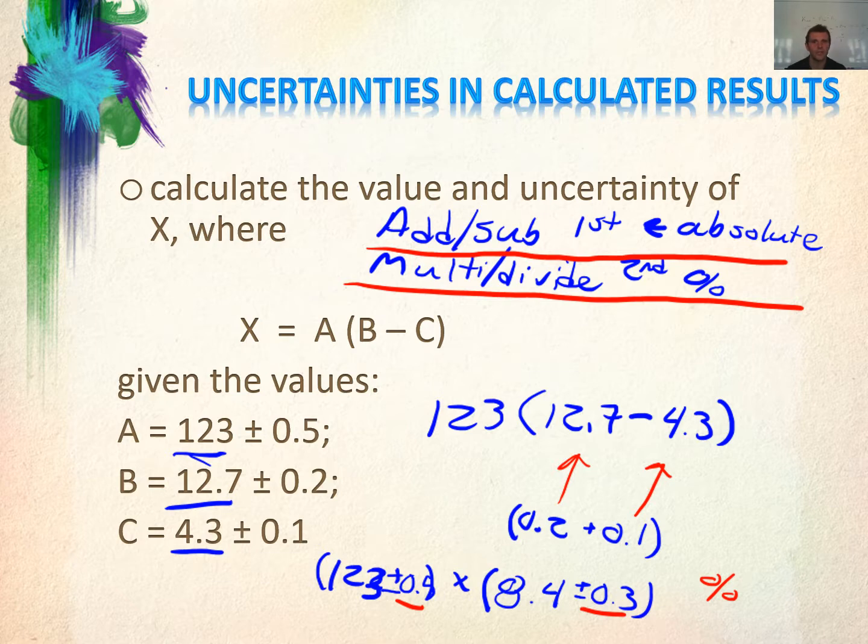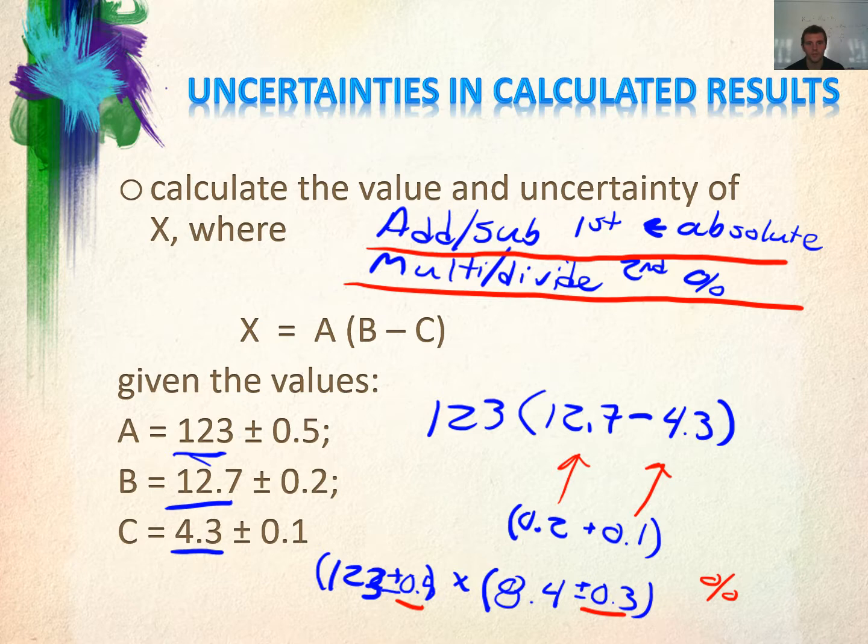I do mine a little bit different. There are 2 different ways to do it. It doesn't really matter. You'll get the same answer either way. So I'm going to just set it up with only the values to begin with. So I'm going to do 123 times 12.7 minus 4.3. And then I'm going to run a corresponding problem off to the side here.